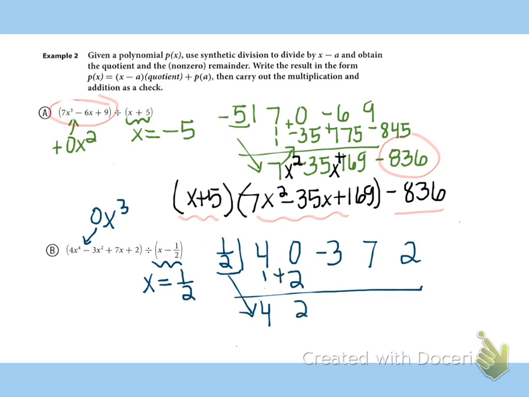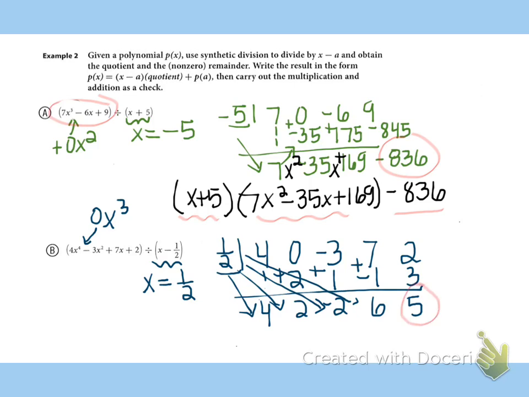So again, I'm multiplying and adding. So then a half times 2 is 1. 1 plus negative 3 is negative 2. 1 half times negative 2 is negative 1. Add the negative 1 with the 7, you get a 6. 1 half of 6 is 3, and 3 and 2 is 5. And so again, this has a remainder. It does not divide in there evenly, and that remainder is 5.